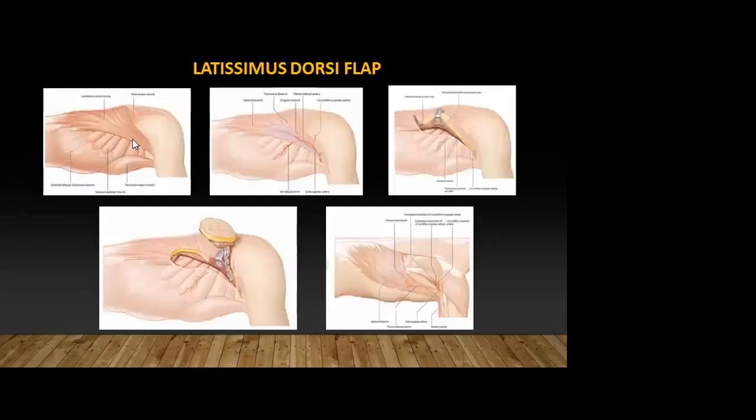So this is the latissimus dorsi, and this is the thoracodorsal. It has a transverse branch and a vertical branch, and we can use the transverse branch and the vertical branch to make the flap. So this is the flap which is being made based on the vertical branch. So these are two paddles, one based on the transverse branch and the other one based on the vertical branch.